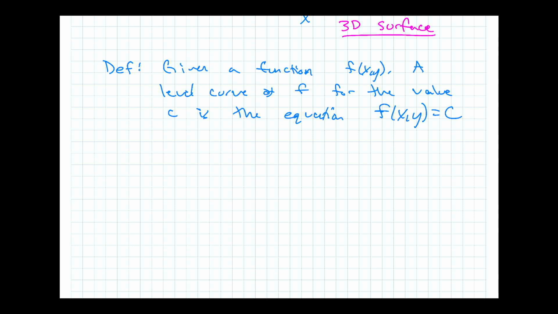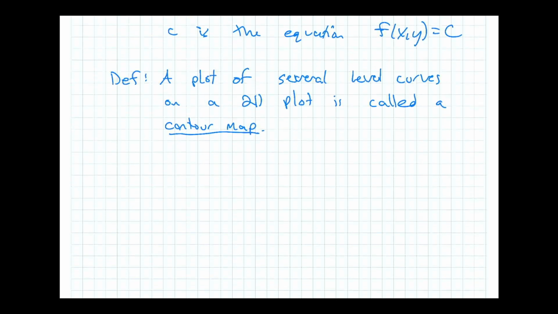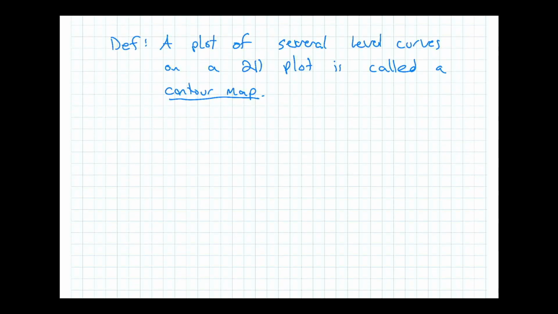Now, another definition: a plot of several level curves on a 2D plot is called a contour map. A contour map is basically like a topographical map, like for mountains or something.